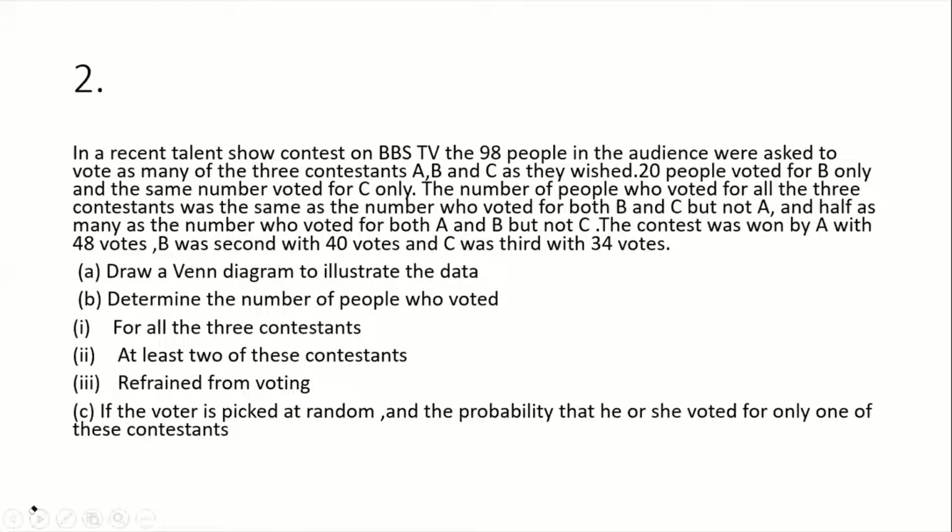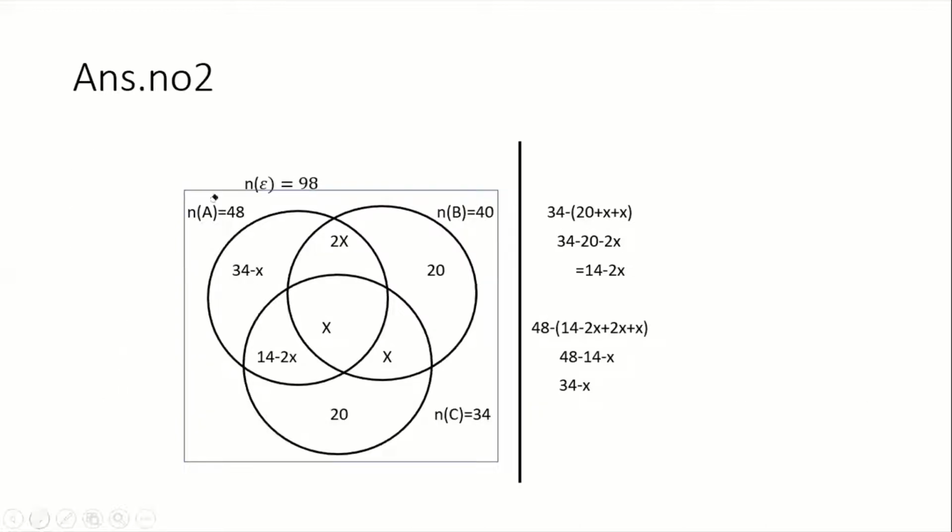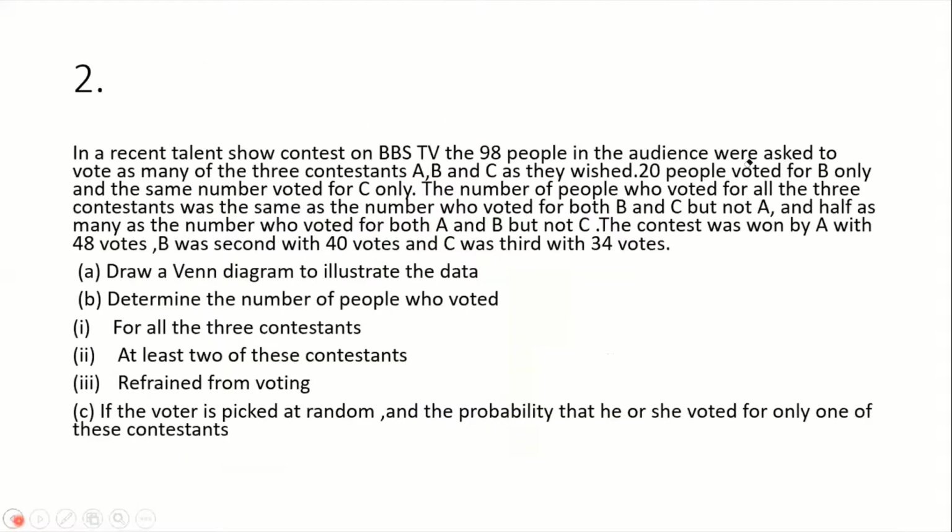Allow me first to explain that. So they were telling us the number of people who voted were 98. That is our universal set. The universal set is equal to 98. They're also telling us that 20 people voted for B only and the same number voted for C only. The keyword here is the "only". It's the only bit of it.